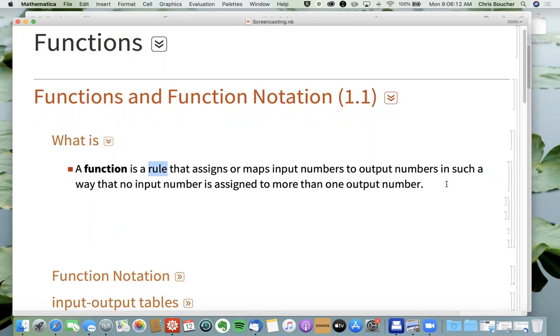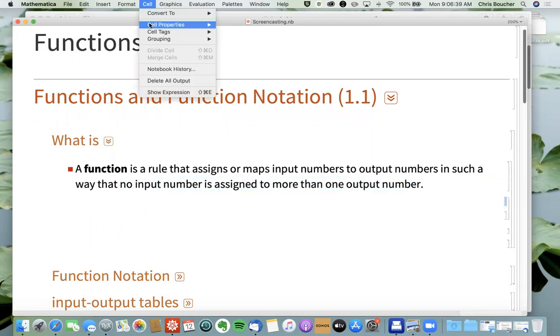Now, there are lots of things that you can do to an input number, so there are lots of different kinds of functions. One little caveat here is you can't assign an input to more than one output. So functions are deterministic. They don't sort of flip a coin and pick from a menu of outputs. If you give a particular function the input 4, it always produces the same output for that input.